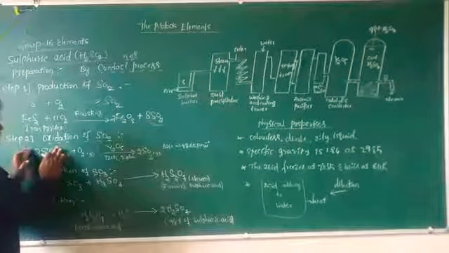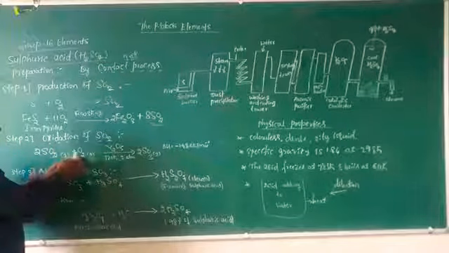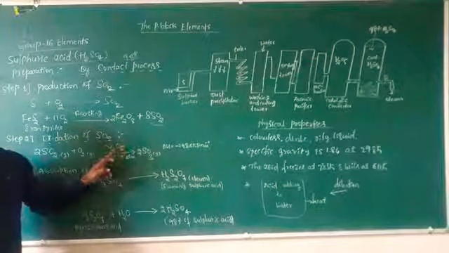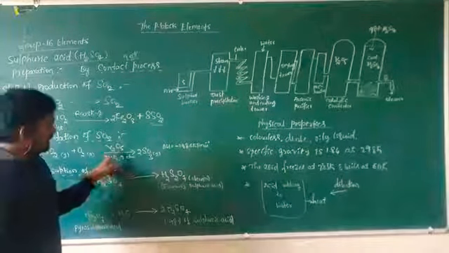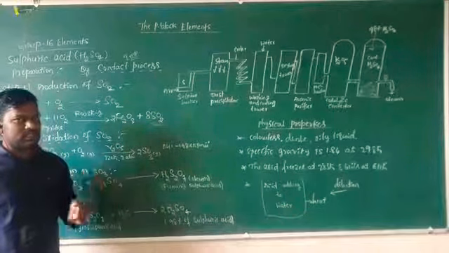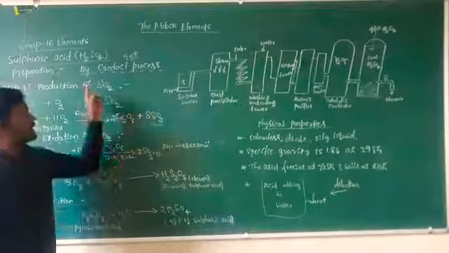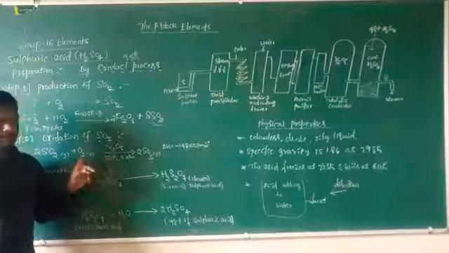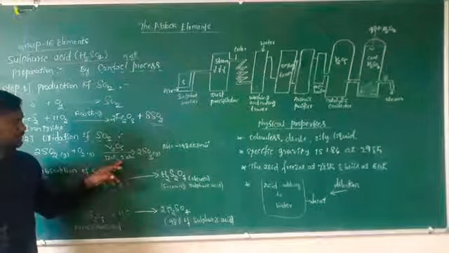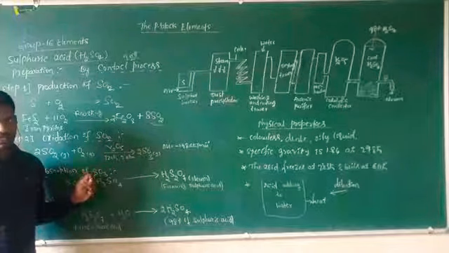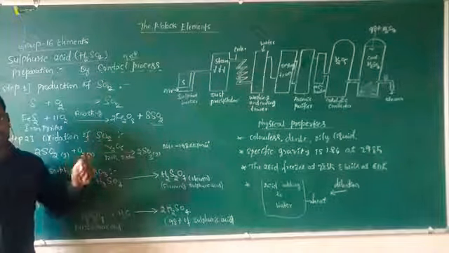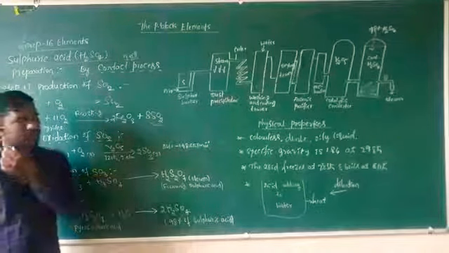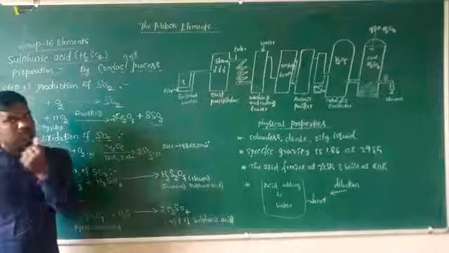Now sulfur dioxide is oxidized by adding oxygen in the presence of V2O5, vanadium pentoxide. Here vanadium pentoxide is a catalyst used in the contact process. Low temperature and high pressure give more products, because the number of moles of the reactants is more than the number of moles of the products.